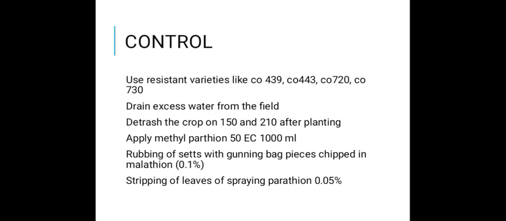Control: use resistant varieties like CO 439, CO 443, CO 720, CO 730. Drain excess water from the field. Detrash the crop on 150 and 210 days after planting. Apply methyl parathion. Rubbing of sets with bag pieces dipped in malathion. Stripping of leaves and spraying parathion 0.05%.